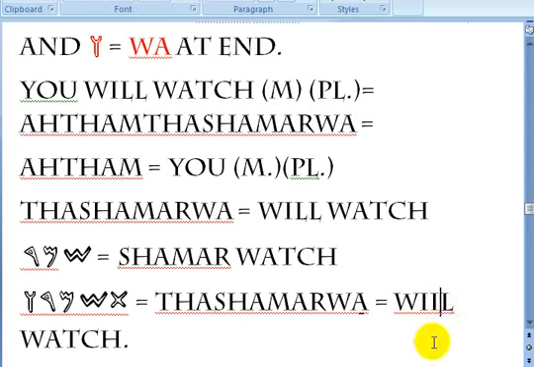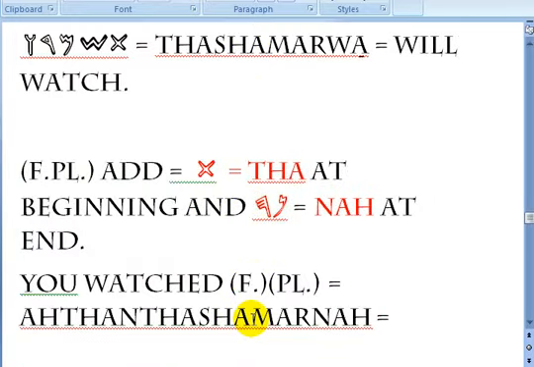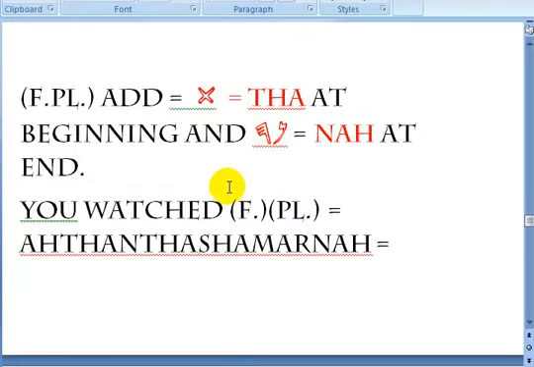Oh, this is supposed to be an L. Is will watch. Okay? And is will watch, but it's masculine plural. Alright? It's just as simple as adding a letter or a combination of letters to change the tense, or to change the number of people you're speaking about, or to change the gender that you're speaking about. Alright, now you, female plural, you will add a tha at the beginning of the word and a nah at the end of the word.